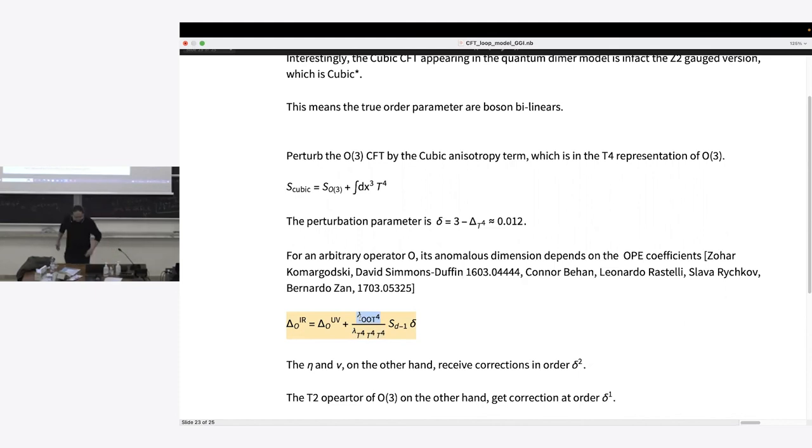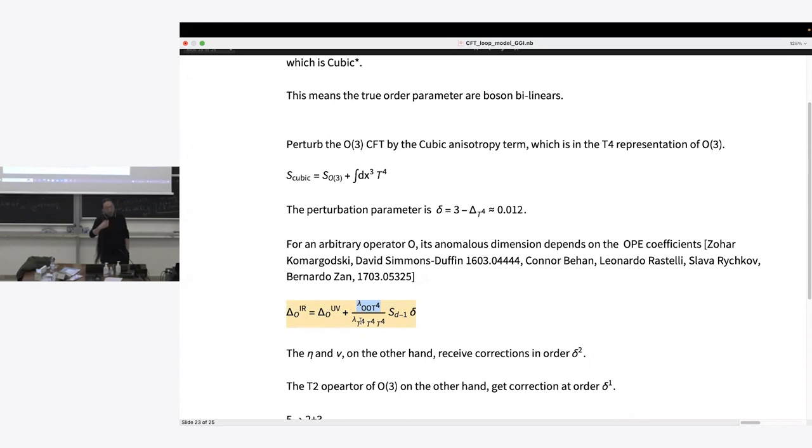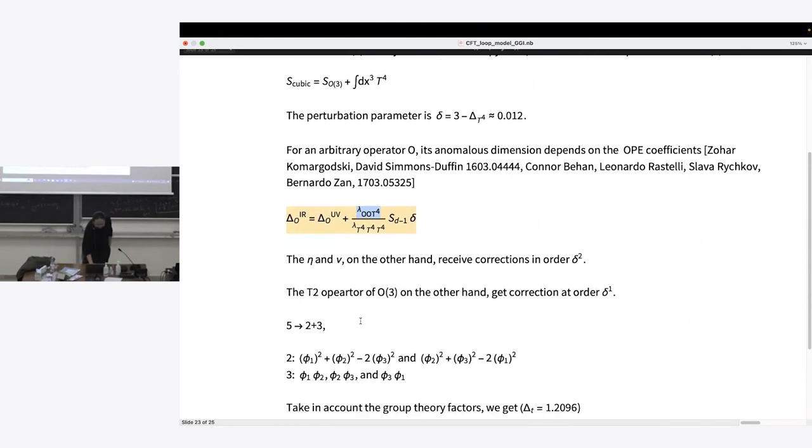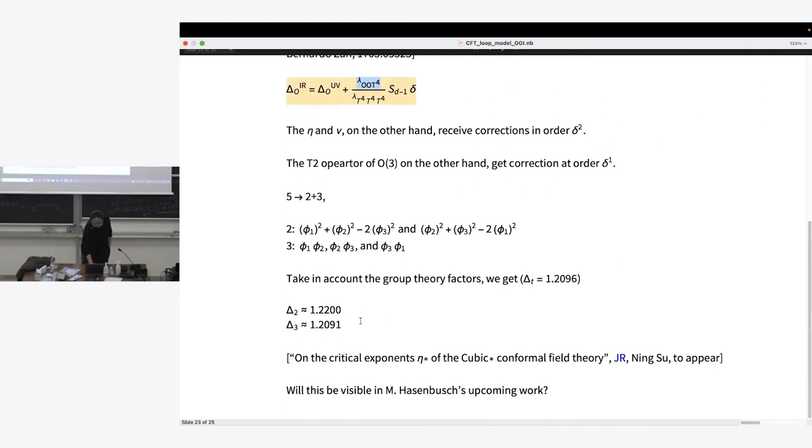So in other words, the Euler critical exponents, eta and nu, receive corrections starting from the epsilon squared order, which is supposed to be much smaller. But the T2, the boson bilinears, receive corrections at leading order in delta. So we were just curious about what this number is, because there are some group theoretical factors that you need to take into account. Maybe some miracle happens that will enlarge this difference.